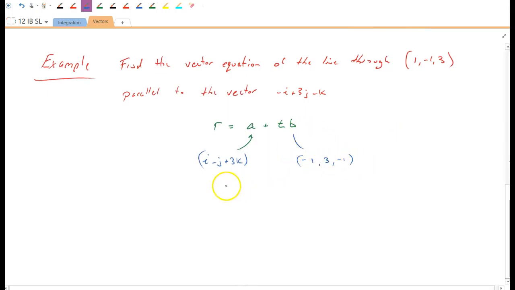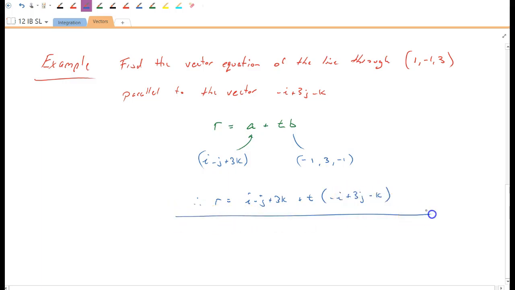So I can write this equation, therefore, r equals, now I've sort of mixed them up here in terms of my notation, haven't I? This is in unit vector form, this is just in point form or vector form. So what I should do is be consistent, and this will be written just exactly as it is there. So r is equal to i minus j plus 3k plus t(minus i plus 3j minus k). So that's the vector equation of the line.